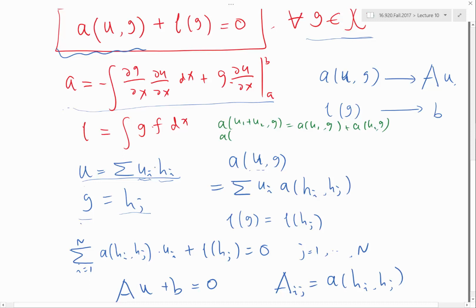And A of, let's say, lambda times u1g is equal to lambda times A of u1g. So this is clear from the definition. If you have a different differential equation, you need to derive a bilinear form that also has the same kind of linearity. So this is linearity with respect to the first argument. You also need linearity with the second argument g. And you can see this is true for the Poisson's equation's weak form.